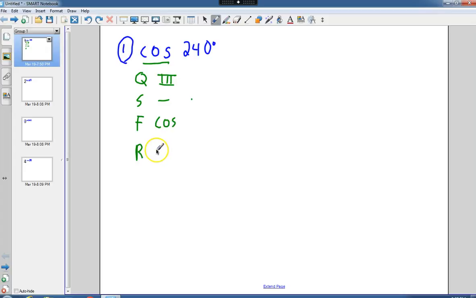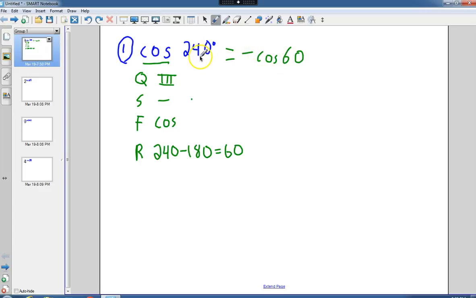And R stands for reference angle, and hopefully you were able to set up formulas to calculate reference angles in different quadrants. Since we're in quadrant 3, our original angle is 240. We would calculate the reference angle by taking 240 and subtracting 180 from it. And we would get 60 degrees. Right. So now we can take the cosine of 240 and we can rewrite it as the negative cosine of 60 degrees. Right. That's what the QSFR does.